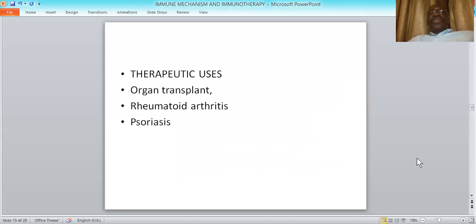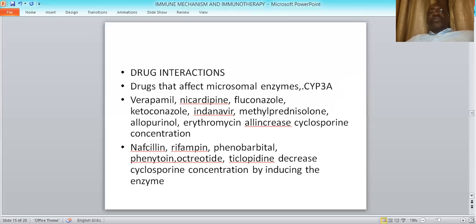What are the therapeutic uses of cyclosporine? It is useful in organ transplant. It is useful in rheumatoid arthritis and psoriasis. One problem with cyclosporine is the drug interactions it has.